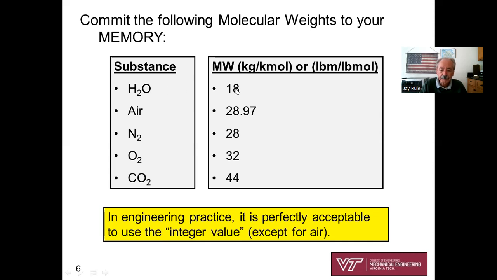H2O, water and steam, has a molecular weight of, let's see, 16 plus 2, 18. Air, 28.97. Well, air is a mixture of nitrogen, oxygen, a little argon, a little CO2, and ultimately you do the math and you get a molecular weight of 28.97. And hopefully you've got the other ideal gases in your memory, or we'll do a little work to memorize these. In engineering practice, it's perfectly acceptable to use these integer values for the molecular weights of these substances, except for air.